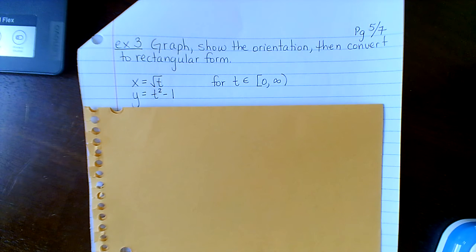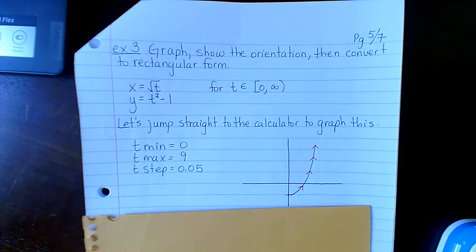This is a continuation of section 10.6 and 10.7. I'm doing those together on parametric equations and their graphs. So let's go ahead and graph the set of parametric equations. Let's show the orientation and then convert it to rectangular form. Let's just dive right into using the calculator for this one, okay?